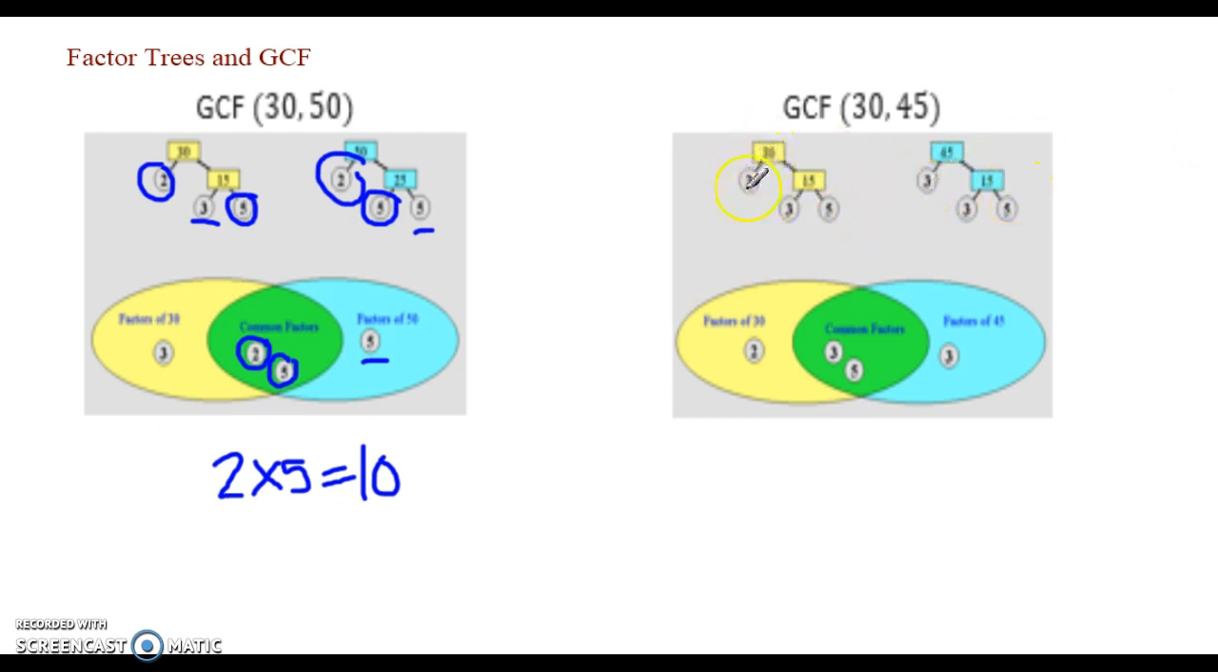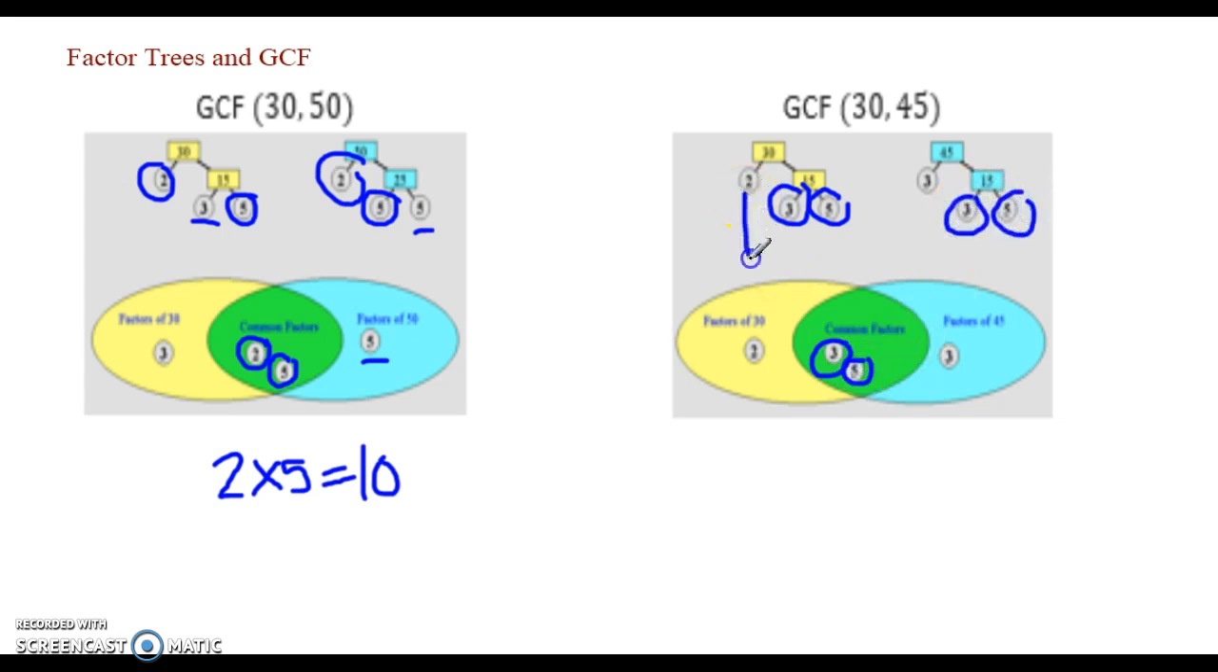I break down 30 into 2 and 15. And then since 15 is composite, I'm going to break it down into 3 and 5. Next, I go over to 45, and I break it into 3 and 15. And then 15 is composite, so I need to break it down again into 3 and 5. So I'm going to find the numbers that they have in common. So they have a 3 in common, which I will place in the center of my Venn diagram. And they have a 5 in common. So the 3 they had in common and the 5 right here.